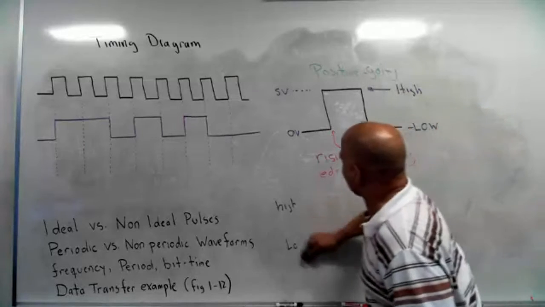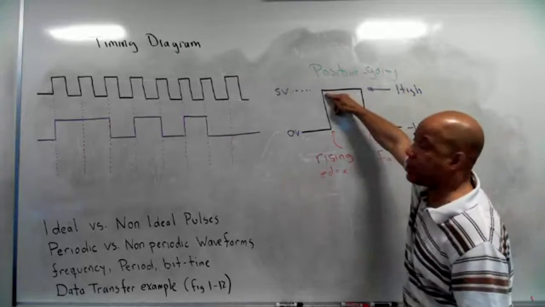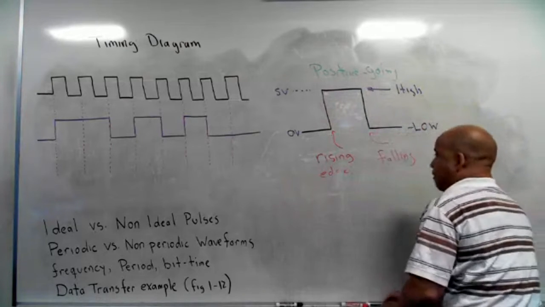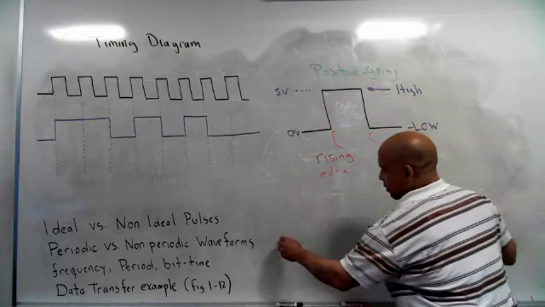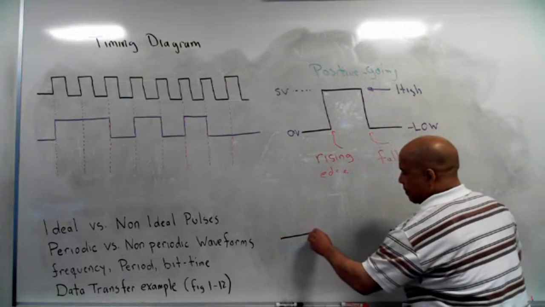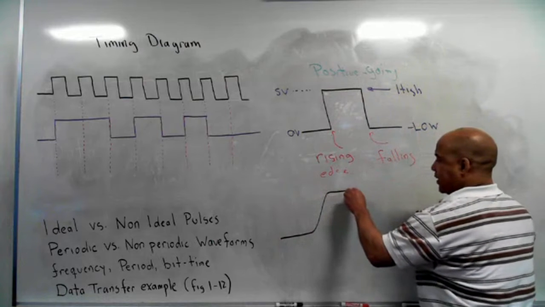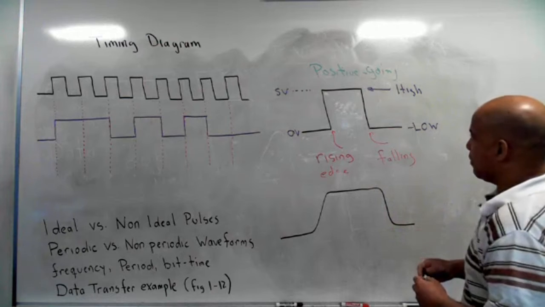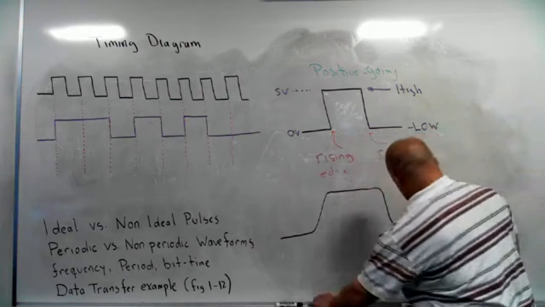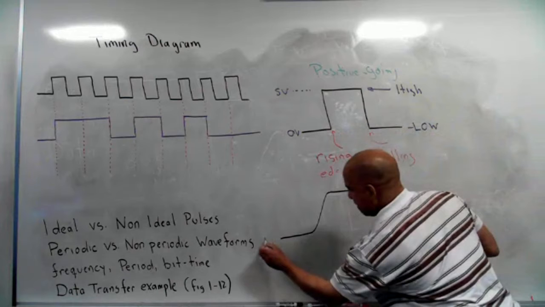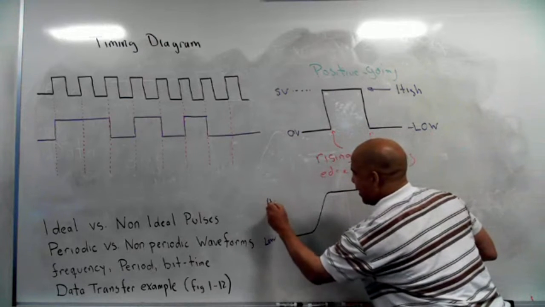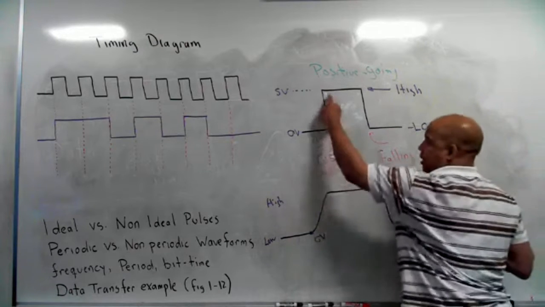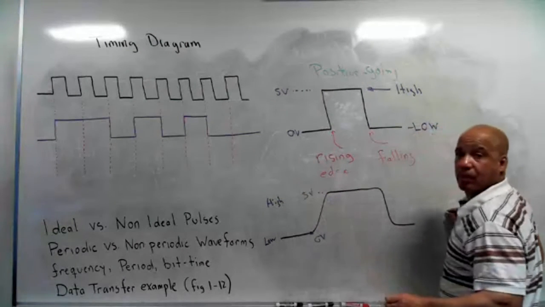In reality, it takes time to go from 0 to 5 volts or from 5 volts back to 0. It takes time to do that. So the actual digital pulse really becomes this. I'll try to draw it as best I can. So my 0 volt point right here, this is my low, and this is my high. So this is my 0 volts right here. It takes time, actual time, to come up here to 5 volts.